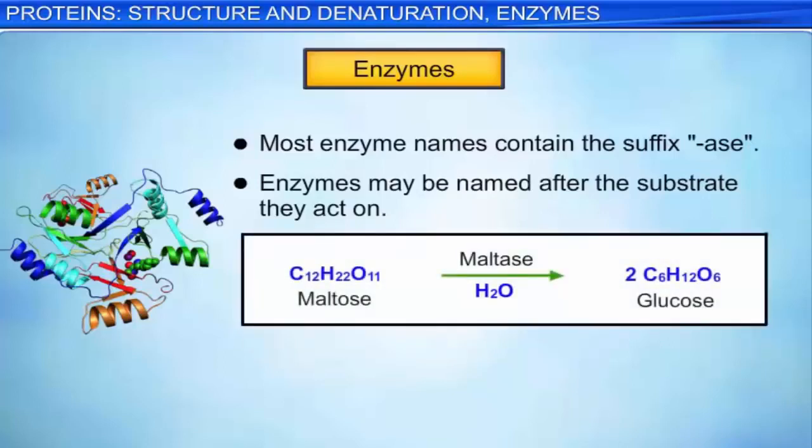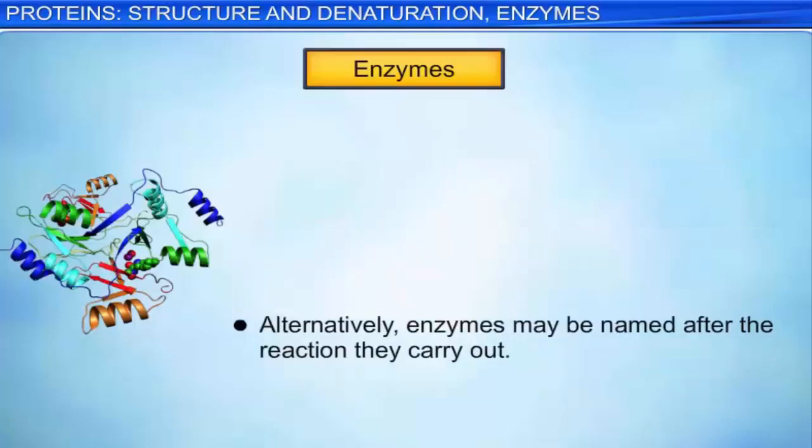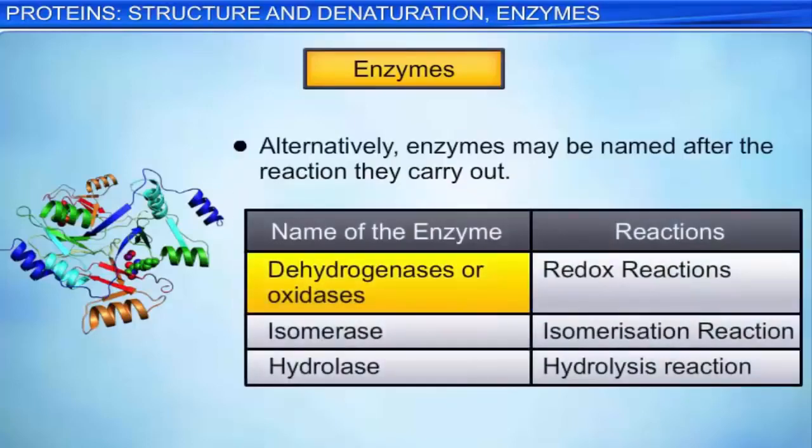Alternatively, enzymes may be named after the reaction they carry out. Dehydrogenases or oxidases carry out redox reactions. Isomerases catalyze isomerization reactions. Hydrolases make hydrolysis reactions faster.